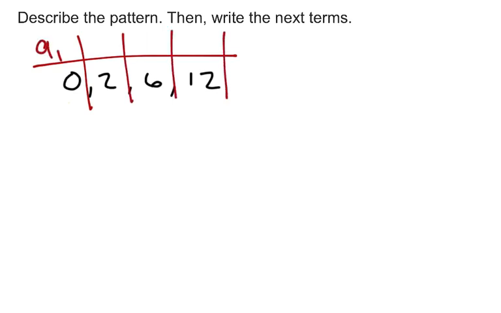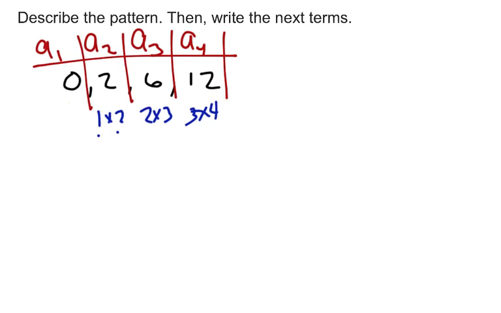This would be our first term, our second term, our third term, and our fourth term. And take a look at how we would make 0. Well, 0 is 0 times anything. 2 is just 1 times 2. 6 is 2 times 3. And 12 is 3 times 4.